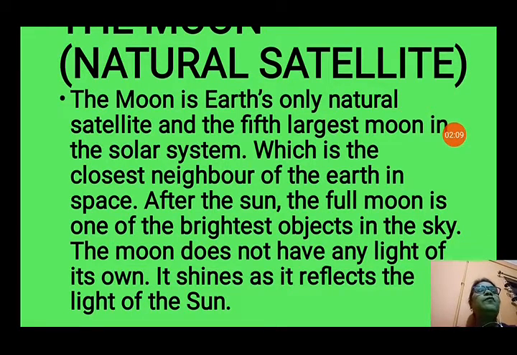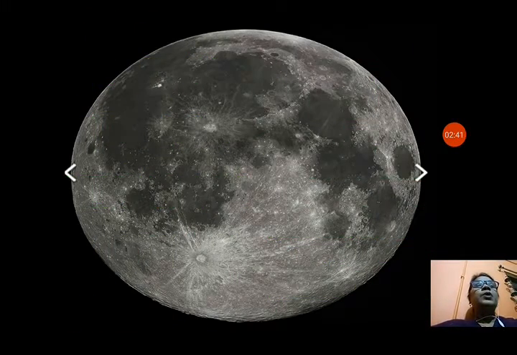After the Sun, the full moon is one of the brightest objects in the sky. The brightest object that we can see is the Sun, and after the Sun, only the full moon is the brightest object in the night sky. The Moon does not have any light of its own. It shines as it reflects the light of the Sun. The Moon is not luminous, it is non-luminous, but it shines because the Sun's light falls on it and it reflects the light of the Sun. So you can see the Moon in this picture.